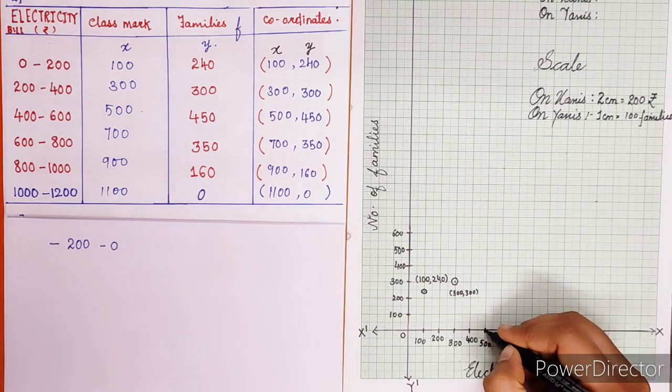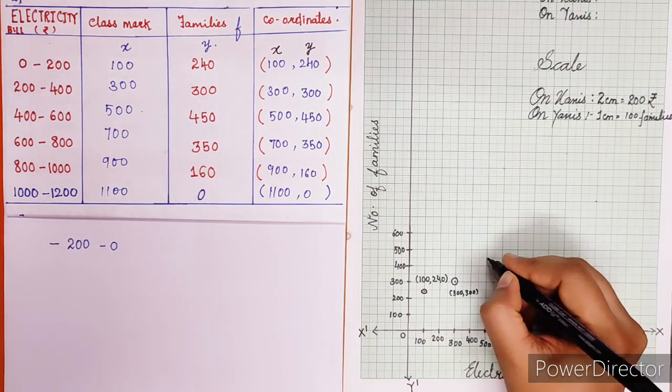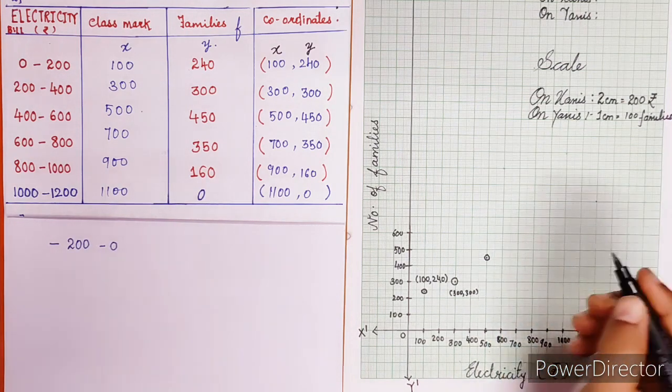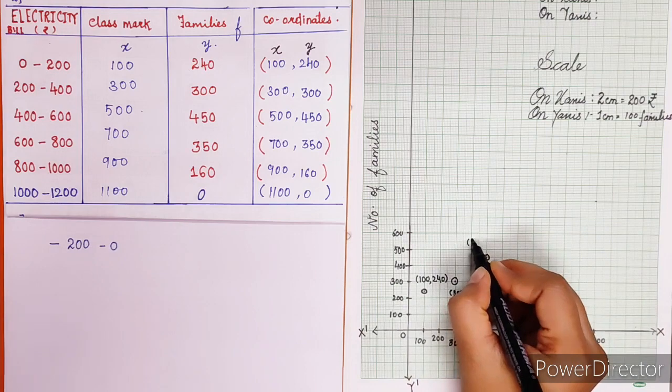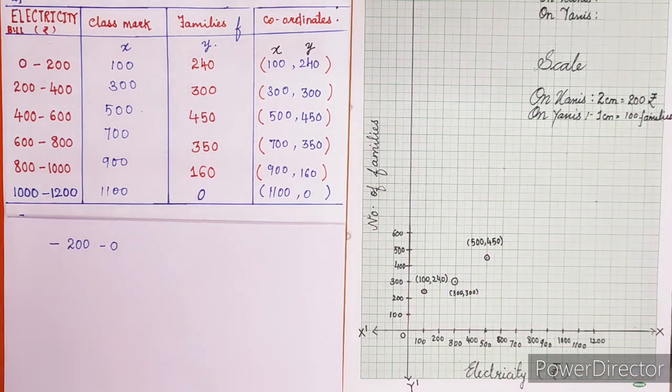So coming to 500 on the x-axis and taking your point till 450. So this is your 400 and half of it will be 440. So writing the coordinate immediately, 500, 450. What is your fourth coordinate?